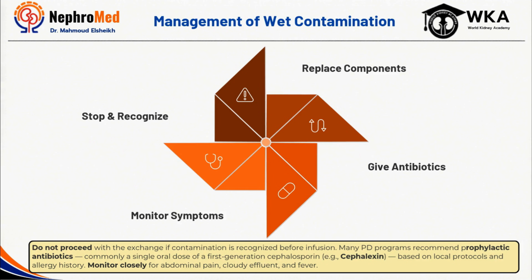Finally, monitor the patient closely over the following days. Advise the patient to report abdominal pain, cloudy effluent, fever, or any symptoms suggestive of peritonitis immediately. Early recognition allows prompt treatment and significantly improves outcomes. The key message is that wet contamination is a preventable event. A few minutes of appropriate action today can prevent serious episodes of PD peritonitis tomorrow.